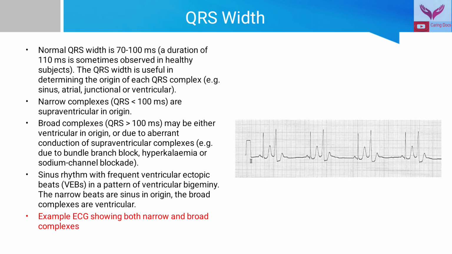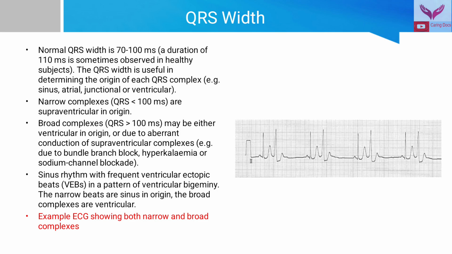Normal QRS width is 70 to 100 milliseconds, that is 0.07 to 0.10 second, but at times it can be 110 milliseconds in healthy subjects. The QRS width is useful in determining the origin of each QRS complex, for example, whether it is sinus, atrial, junctional or ventricular.